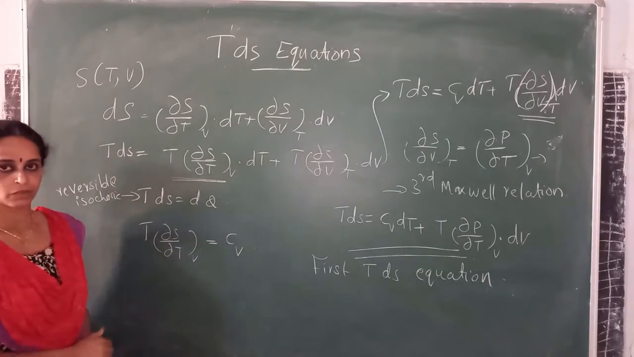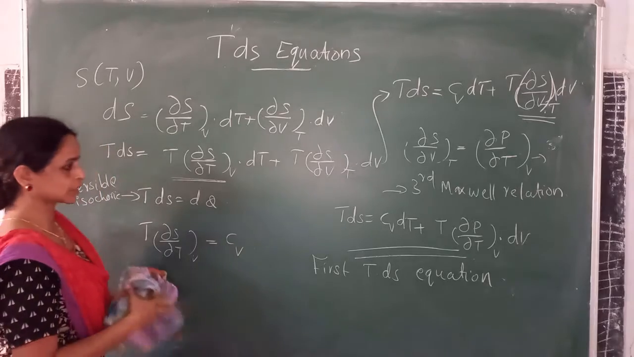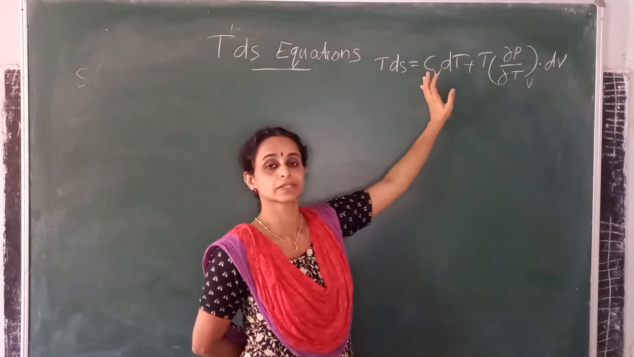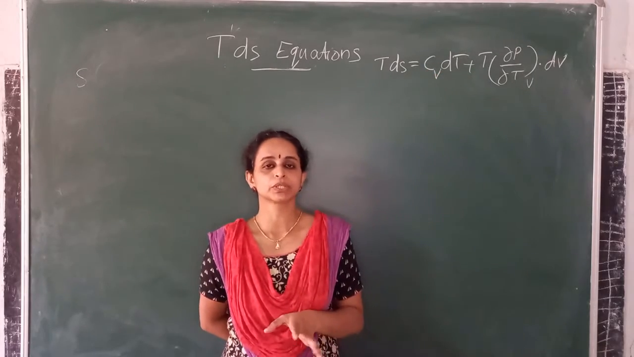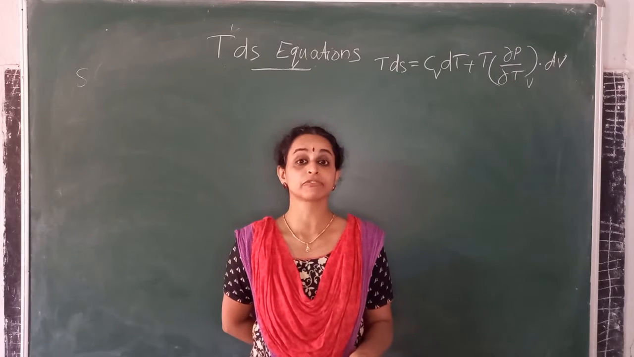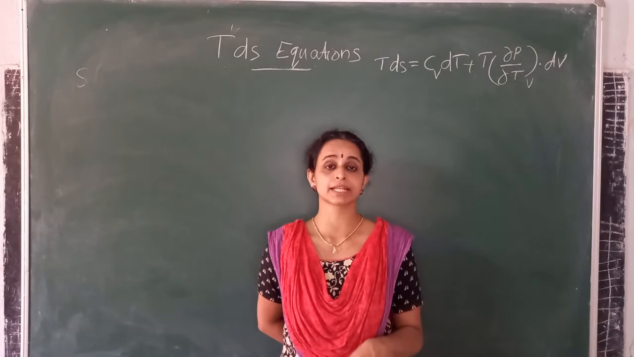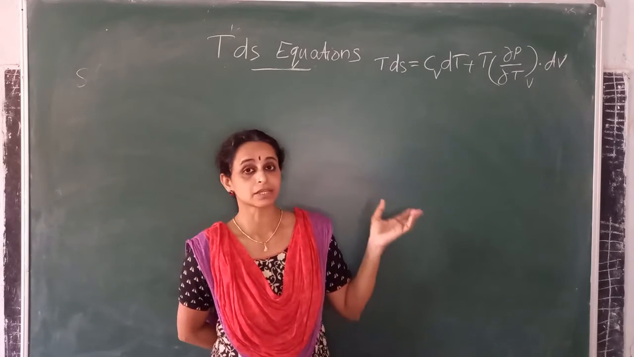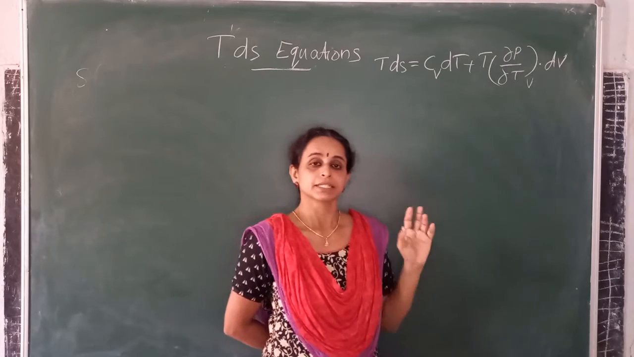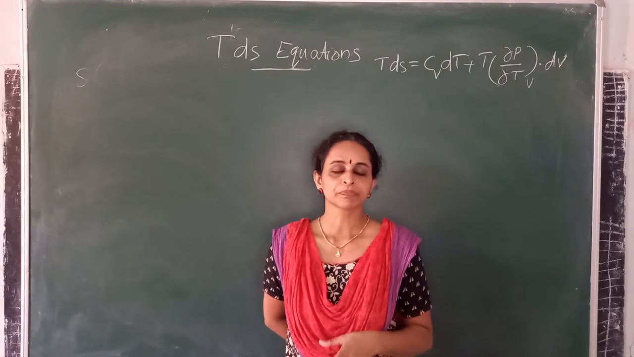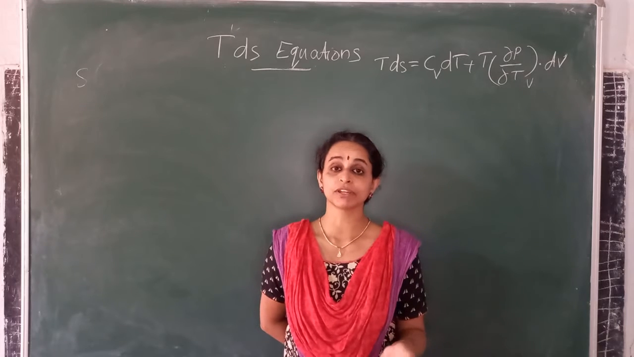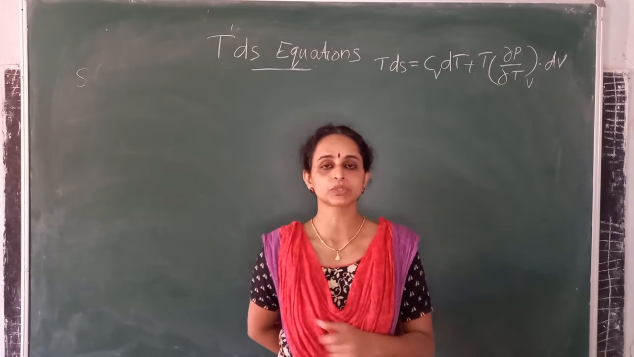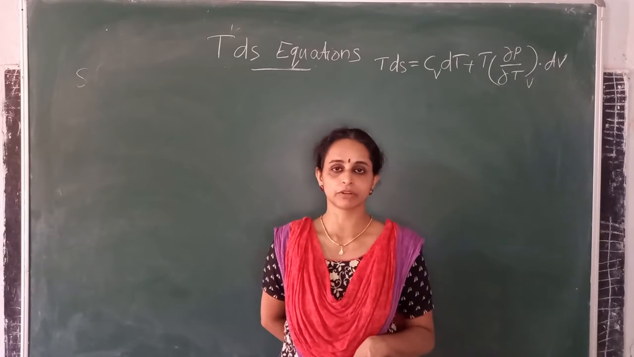So there are different applications of this TdS equation. We can write some applications, some usefulness for this first TdS equation. One is the heat transfer during an isothermal expansion of a van der Waals gas. Van der Waals gas is actually the real gases. So one application is that this equation can be used to find the total heat transfer during an isothermal expansion from some initial volume Vi to a final volume Vf for a van der Waals gas.